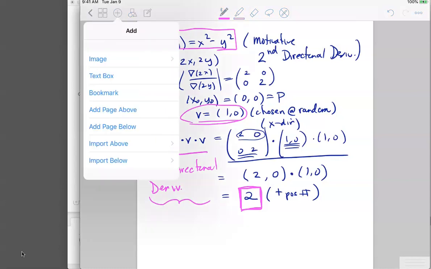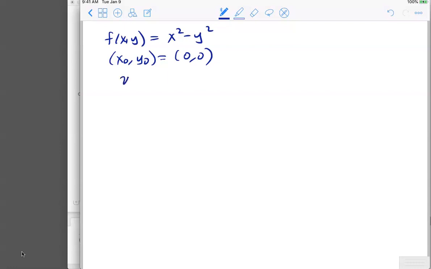Okay, so what we're going to do here, let's make a recollection about this function x squared minus y squared. We're particularly going to be at the point x naught, y naught at 0, 0. And let's pick a direction u. We can call it 1, 0, and we can also pick another direction v. We'll call it 0, 1. So we have both the x and the y directions.